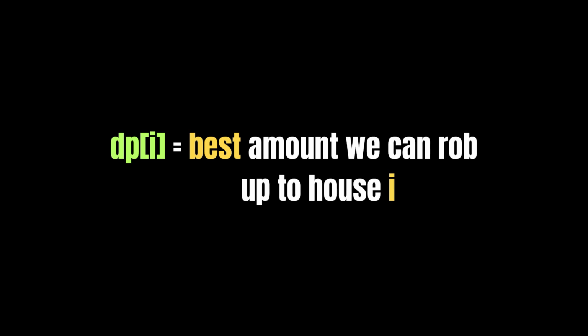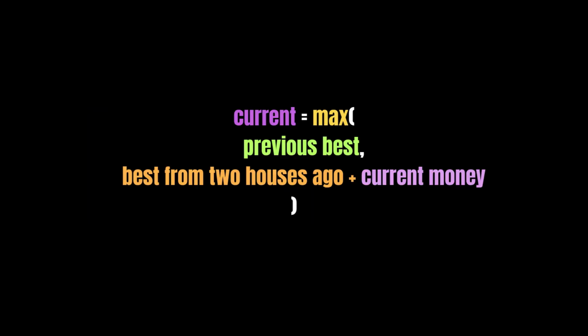And this is where dynamic programming comes in. We are simply storing the best answer we have already calculated, so we don't have to calculate it again. For every house, we only need two previous answers. So the formula is just our decision written mathematically. If we skip the house, we get the previous best. If we rob it, we get the answer from two houses ago plus the money in this house. We take the maximum of those two.